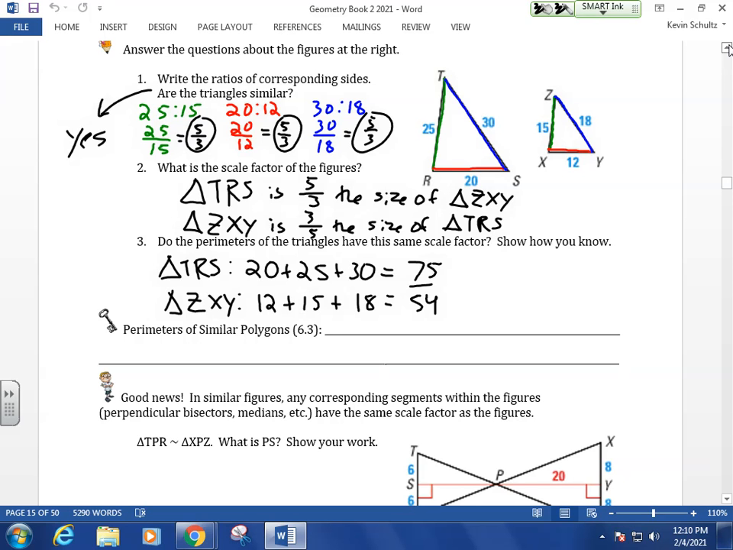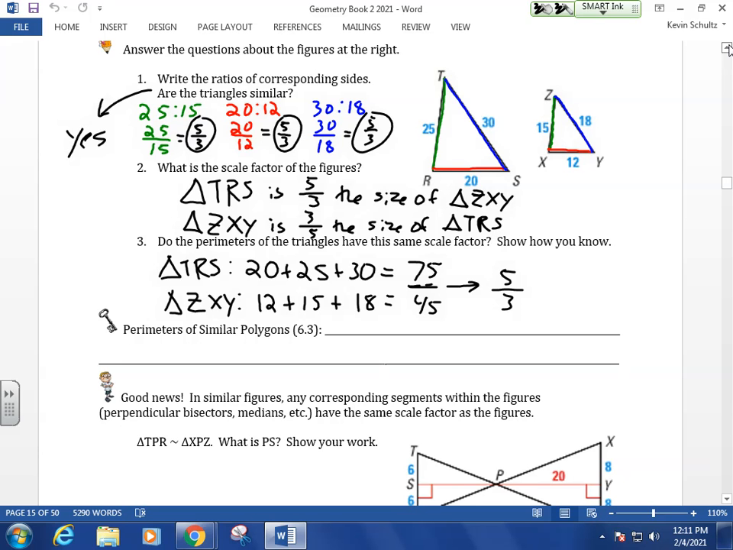No, 45. Where do you get 54 from? 45. And if we divide each of these by 15, this fraction does simplify to be 5/3. So do the perimeters have the same scale factors as those pairs of corresponding sides? The answer is yes.